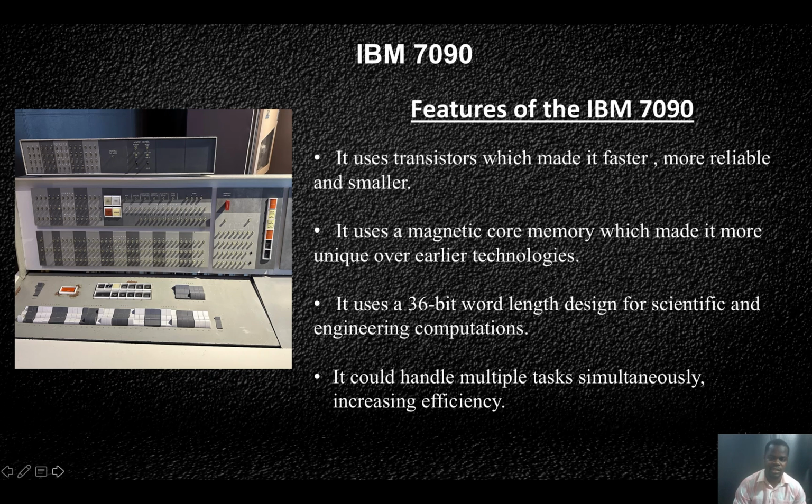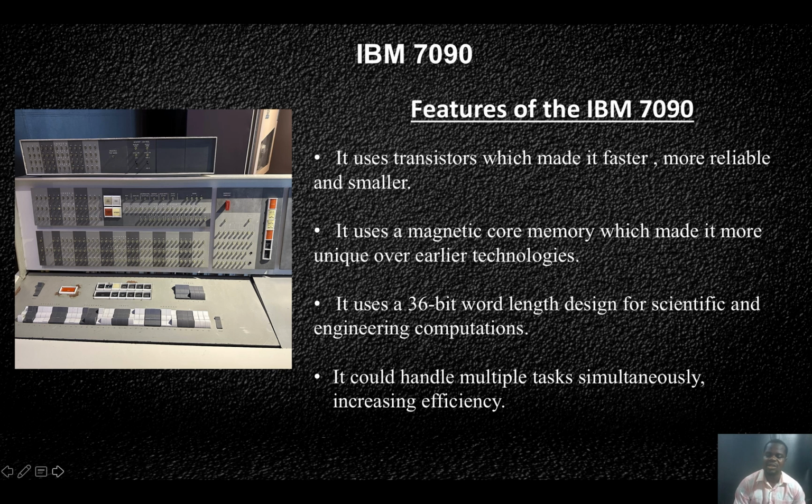It uses transistors, and those transistors made it easier, faster, and more reliable, and they were very small, as we can see in the picture, compared to the vacuum tubes that were used in the first generation computers. And this one uses magnetic core memory, and it uses a 36-bit word length designed for scientific and engineering computations. So unlike the first ones, which were using only binary digits, the zeros and the ones, this one can use a 36-bit long word designed for scientific and engineering computations.